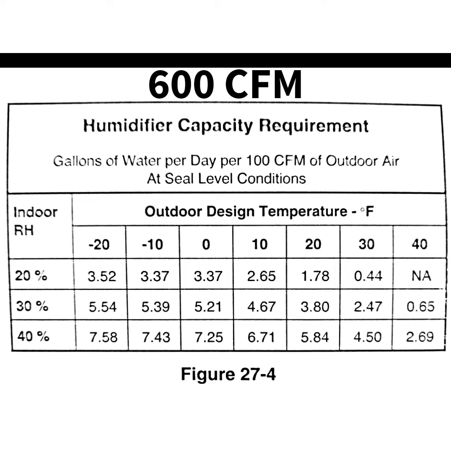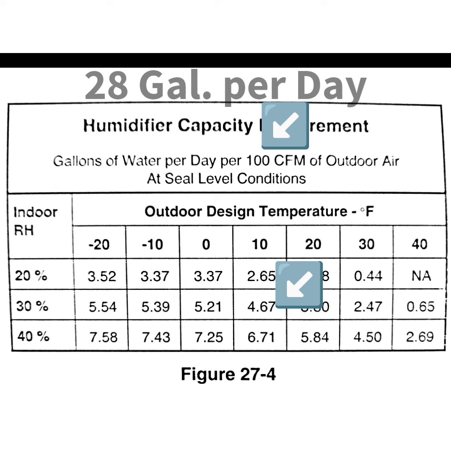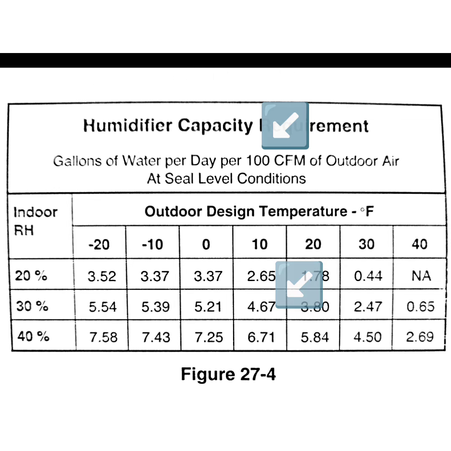So if we're trying to maintain an indoor relative humidity of 30% on a 10-degree night, we're going to need 4.67 gallons per 100 CFM. And we're dealing with 600 CFMs. So we would multiply that 4.67 by 6. Now all of a sudden our humidity load went from 5 gallons per day to 28 gallons per day when we factor in duct leakage.